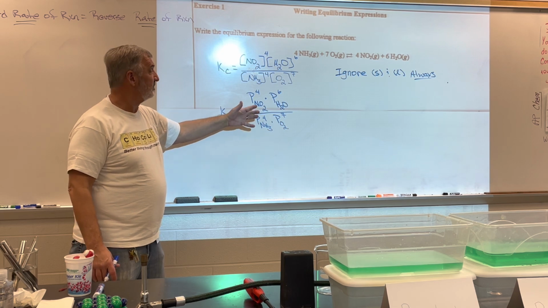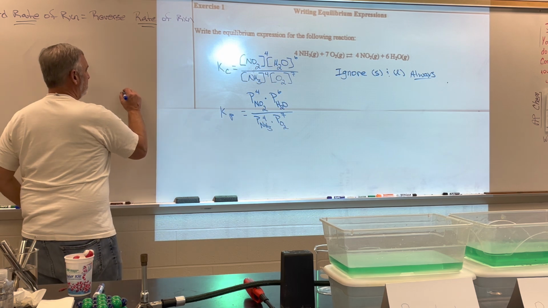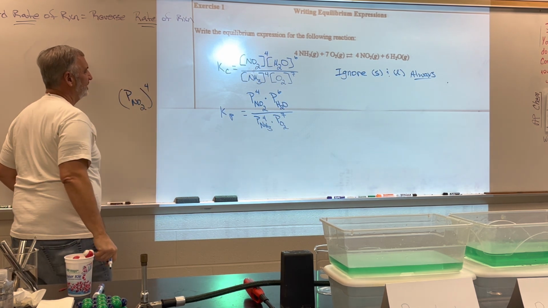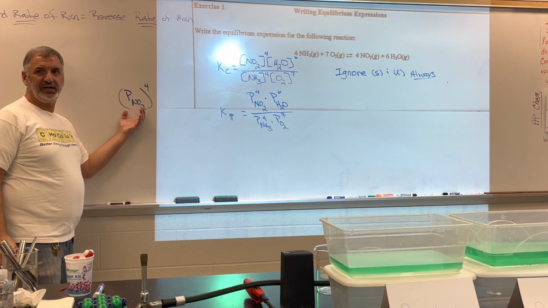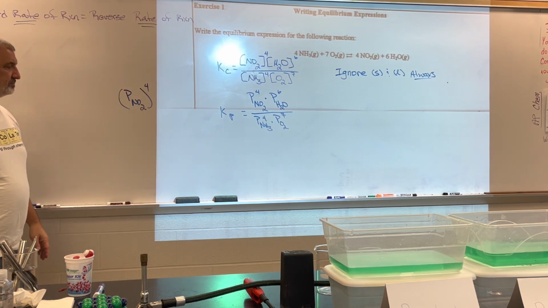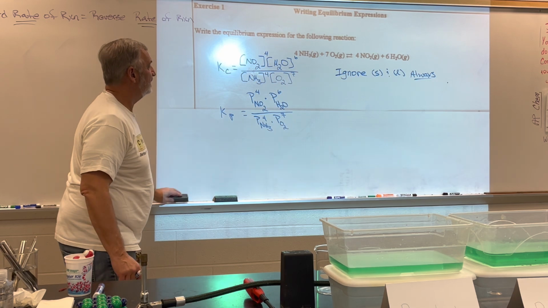Some teachers or books will put P NO2 in a parenthesis to the fourth. I think that's extra work to have to write it like that. But you'll see it written like that a lot, with it just being in a parenthesis. It's the exact same thing. It's the pressure to the fourth. Okay? So, that's our equilibrium expression.